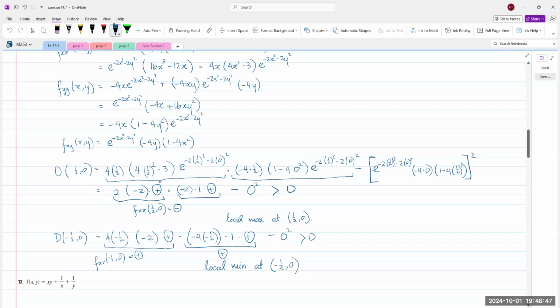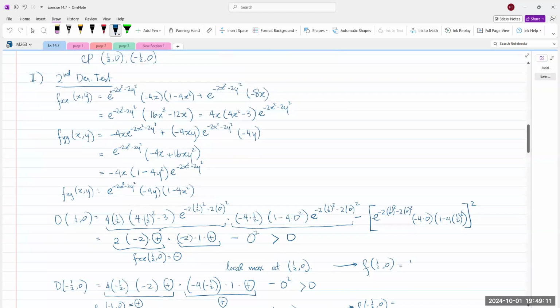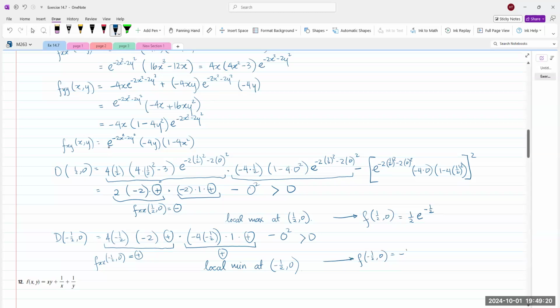Okay, and then if you want to find the value where it is local max, local min, you just plug in f of 1/2 comma 0 and f of -1/2 comma 0. Okay, I expect to get the same value, opposite sign. So there will be what, x is 1/2 and then e to the -1/2. That's the local max, and then -1/2 e to the -1/2 will be the local minimum. Okay, that's for number 8.